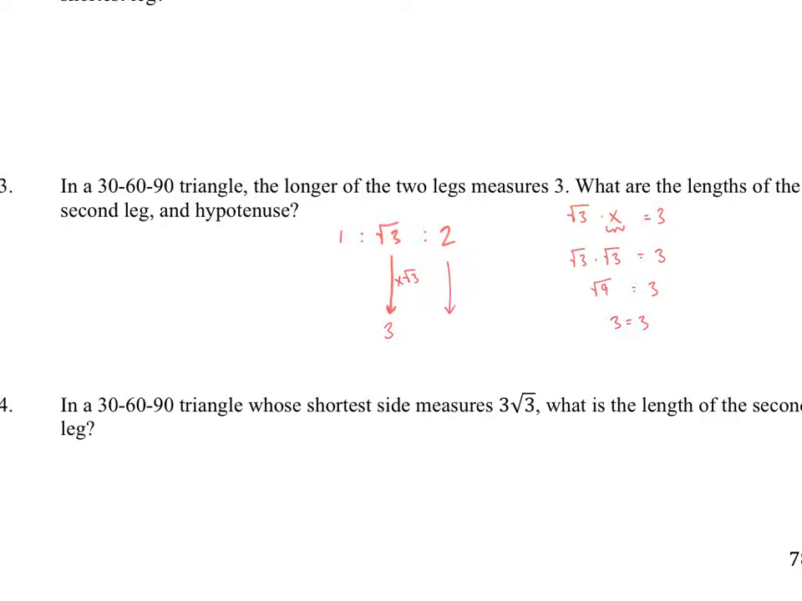So I have to do the same thing here, and the same thing here. So the shorter leg is going to become radical 3. The longer leg is going to become 2 radical 3. So it says, what are the lengths of the second leg and hypotenuse? There they are. All right, let's do 4.